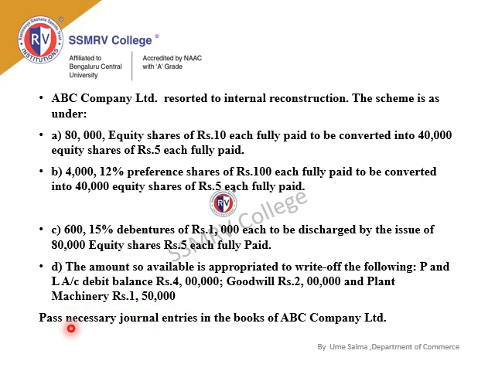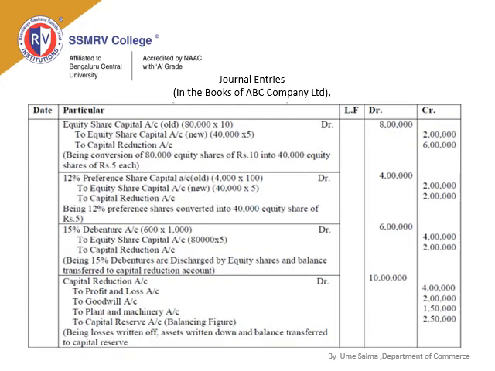Let us go to the journal entries so that you will understand how the company goes about the adjustments and rearrangements to bring a result for the capital reserve account. Like in the previous problem, we take the old equity share capital directly from the existing balance sheet. We have taken the old equity share capital, 80,000 into 10, so it comes to 8 lakh.